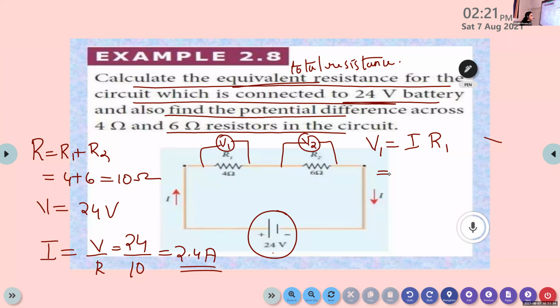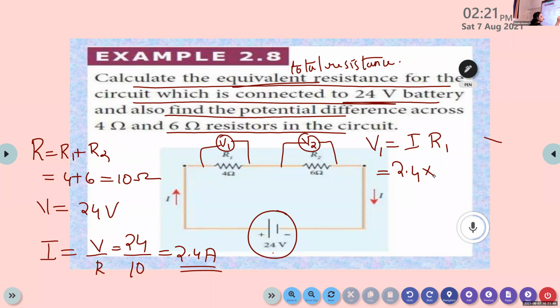What is the value of current here? Are you listening in the class? What is the value of current? Yes, 2.4. Into what is R1? R1 is 4. Here we have two resistors.